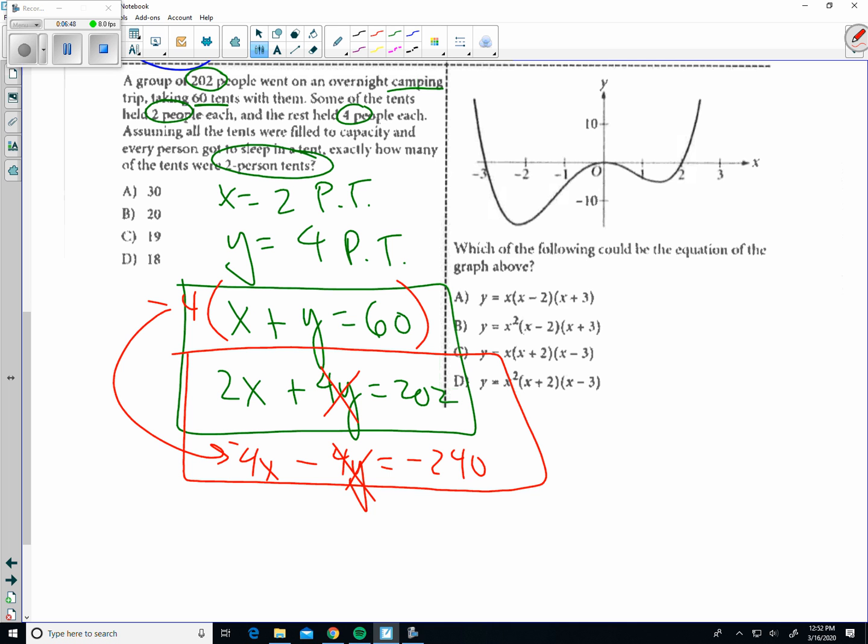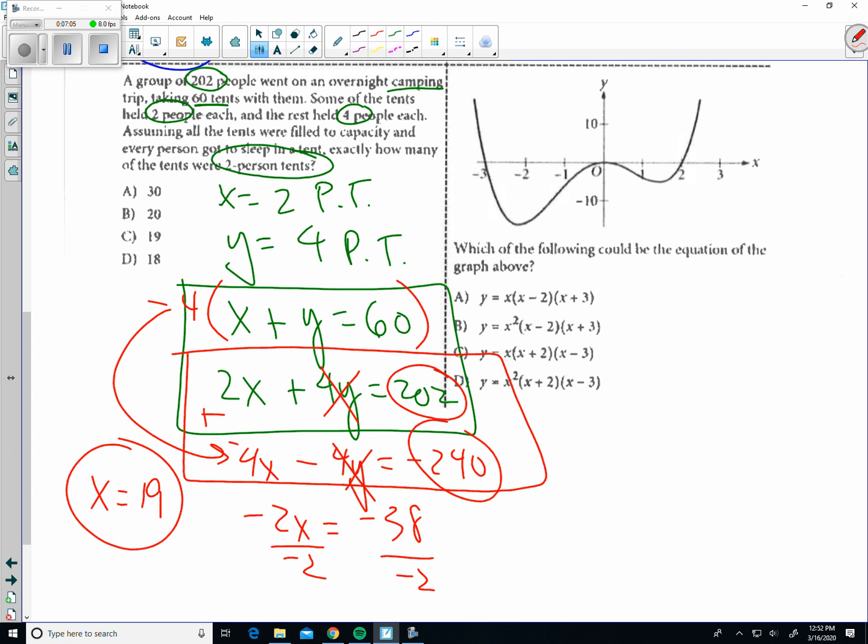The 2x plus the -4x equals a -2x. The 202 minus that 240, that's going to turn out to be a -38. And we divided that out by -2, your x value will be 19. So the answer would be that we had 19 2-person tents.